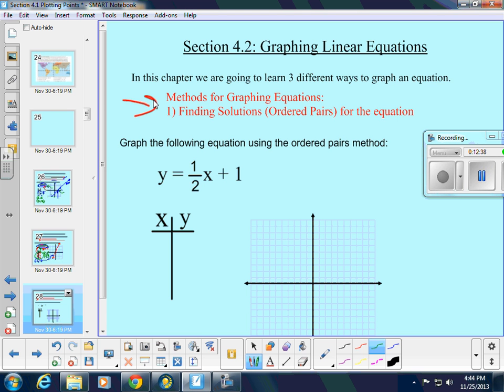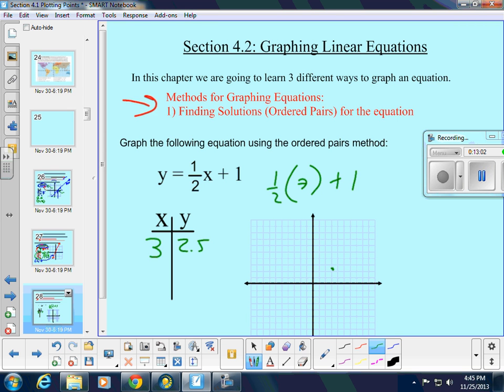Now, do you have to? No. I could plug in the number 3. If I put 3 in here, 1/2 times 3 plus 1, well, 1/2 times 3 would be 1.5, plus 1 would be 2.5. And I can plot that point as well. 3, 2.5 is over 1, 2, 3, up 2.5.